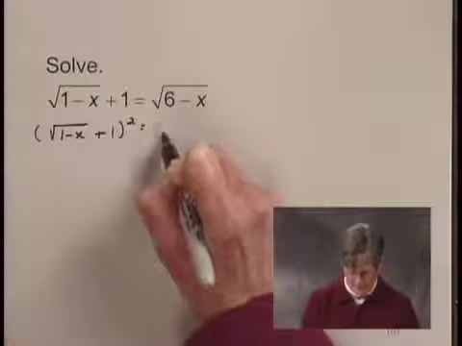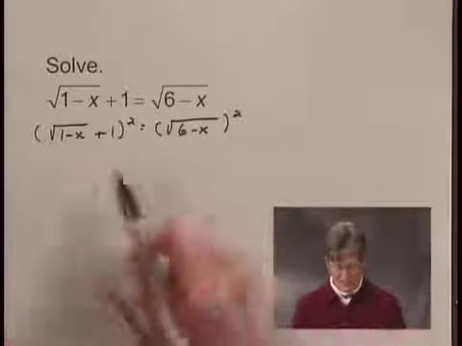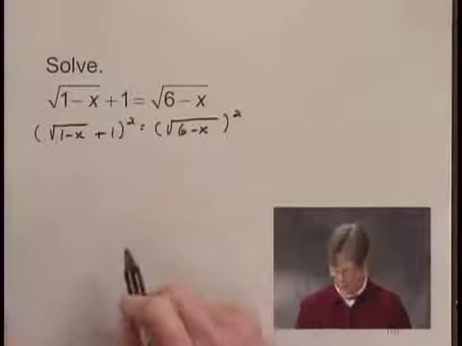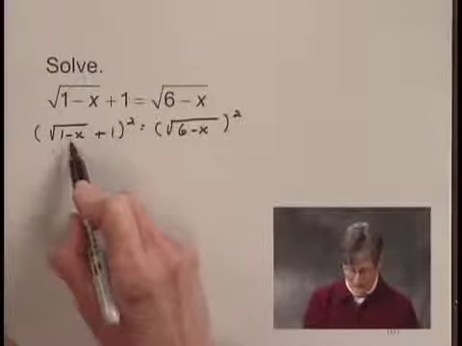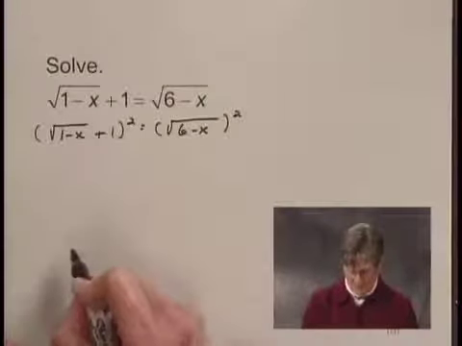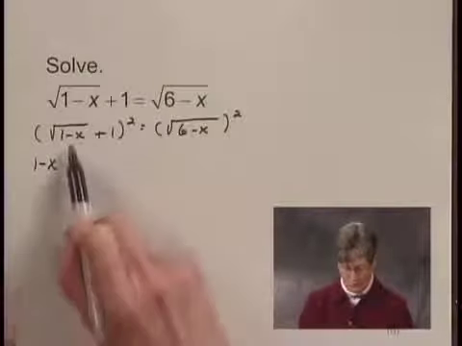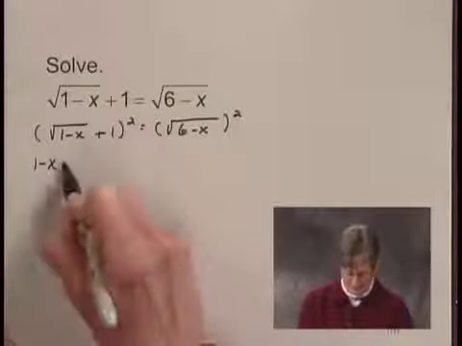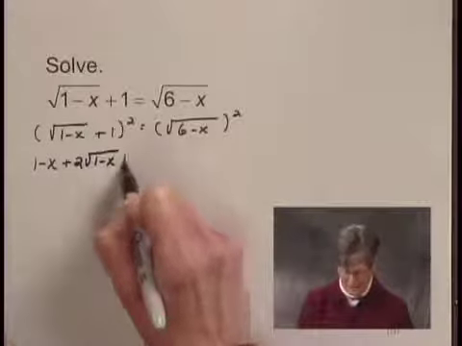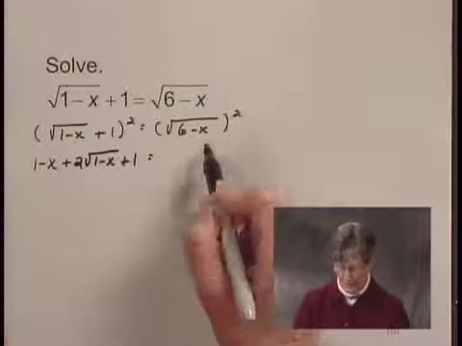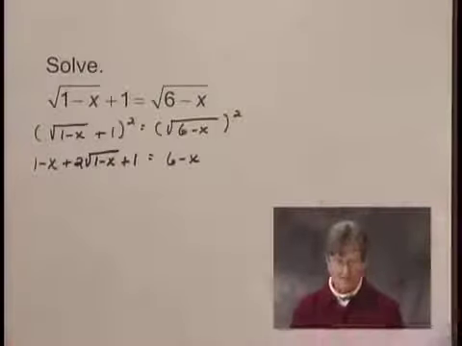Squaring the left-hand side. And now squaring the right-hand side. Now on the left-hand side, I'm going to use the rule for squaring a binomial to do this procedure. I will first square the square root of 1 minus x. The square root of 1 minus x squared is 1 minus x. Then I'll get 2 times the square root of 1 minus x times 1. So I'll have 2 times the square root of 1 minus x. And finally, I'll have 1 squared, which is 1. And on the right-hand side, the square root of 6 minus x squared is 6 minus x.